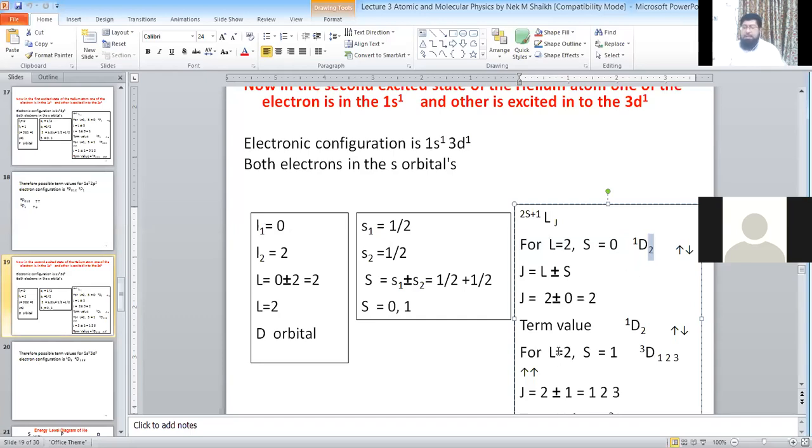Similarly, now in the second combination, this is the d orbital, which means L is equal to 2 and spin S is equal to 1. So again, when we put spin 1 in the multiplicity, 2 multiplied by 1 gives you 2 plus 1 is equal to 3. So this is called the triplet. So this is called the 3, and the orbital is a d orbital, so we call it D here.